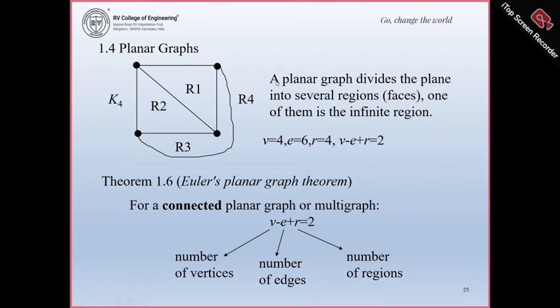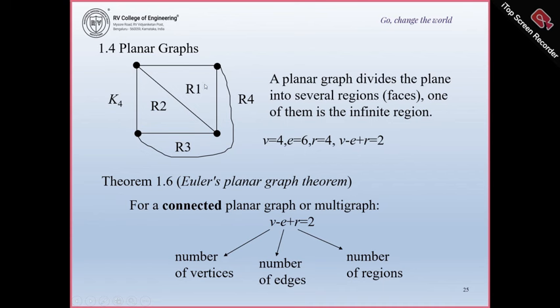Now, for a planar graph, let us look at the regions or faces. A planar graph divides the plane into several regions or faces. One of them is the infinite region, which we also call the unbounded region. Suppose you have this graph, which is a cycle of 4, with each vertex of degree 3. So it is K4. K4 is a complete graph with 4 vertices.